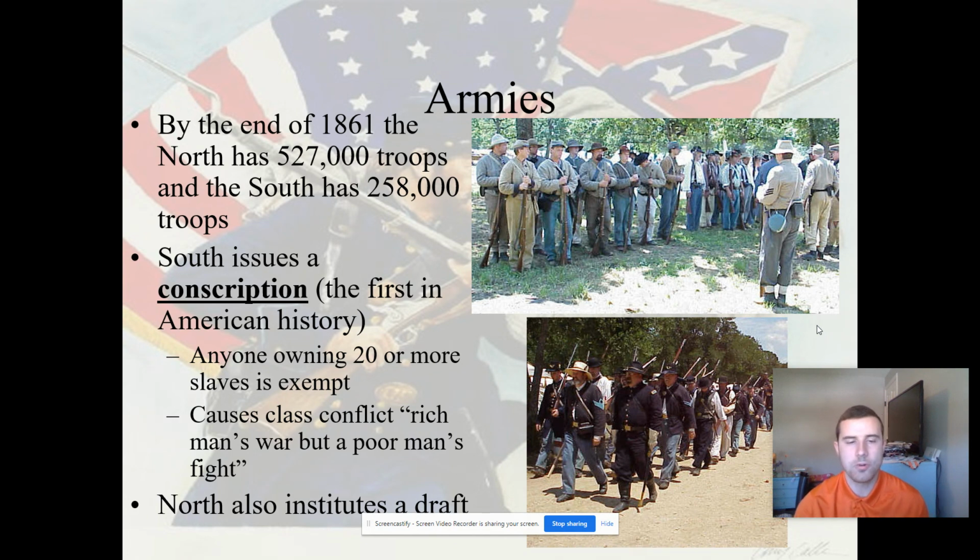Now, later, the North is also going to institute a draft or conscription. So this again is going to lead to larger armies, larger battles, and unfortunately a larger number of casualties. That takes us to the end of Section 2 notes.